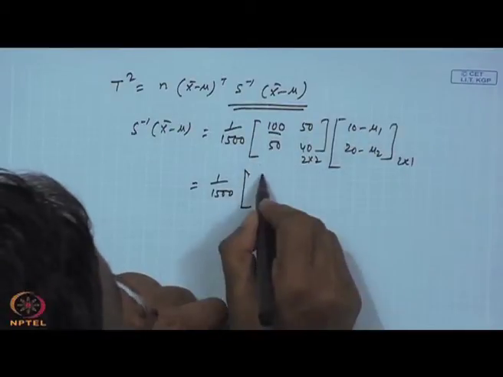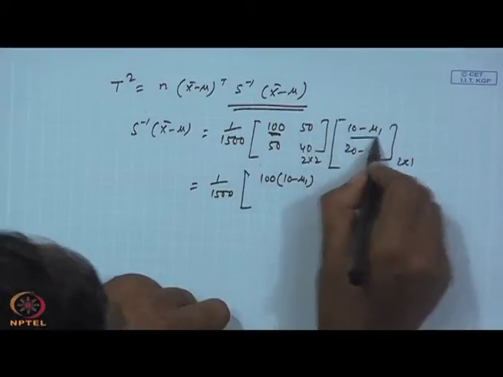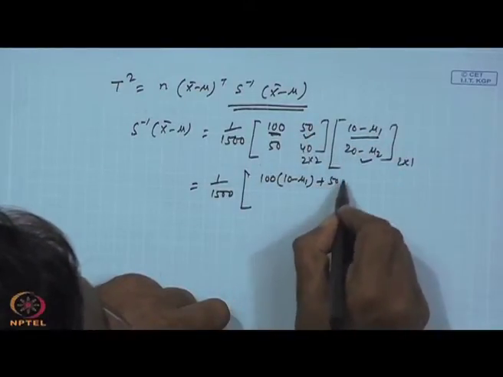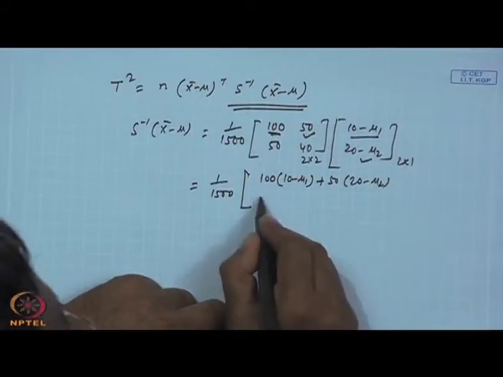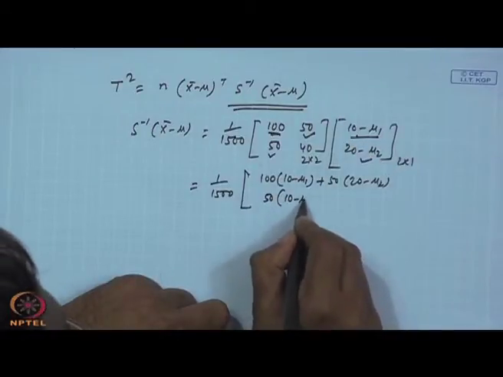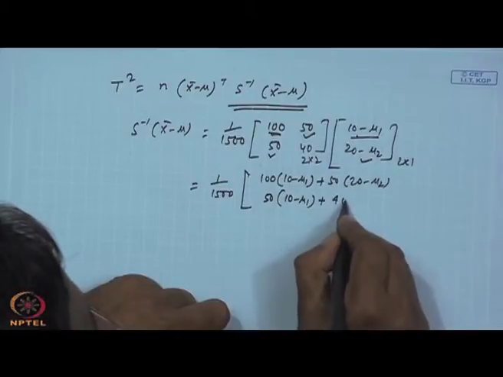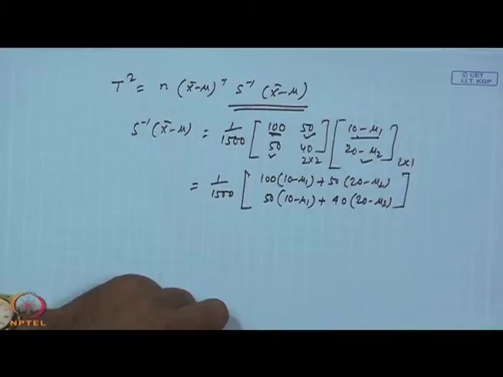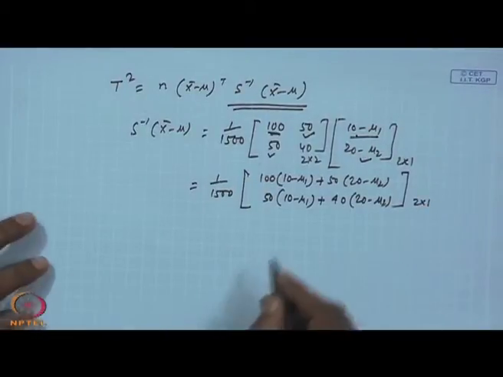So, 100 into 10 minus mu 1, this into this plus this into this. So, plus 50 into 20 minus mu 2. Then again 50 into 10 minus mu 1 plus 40 into 20 minus mu 2. So, this is our 2 cross 1 matrix.